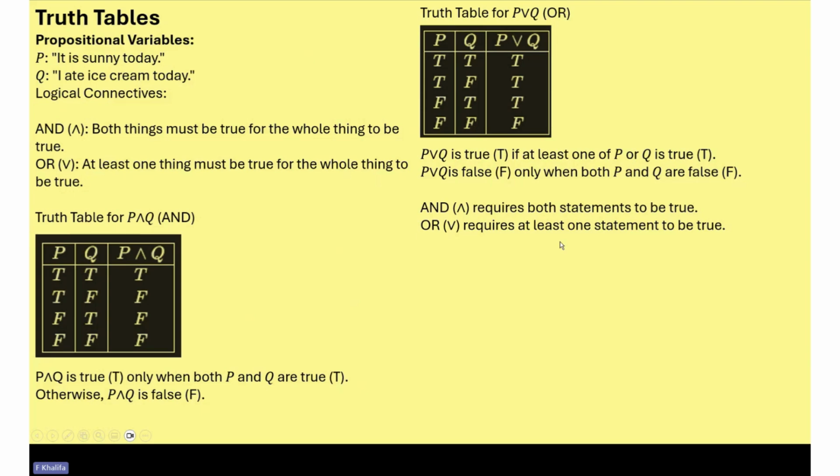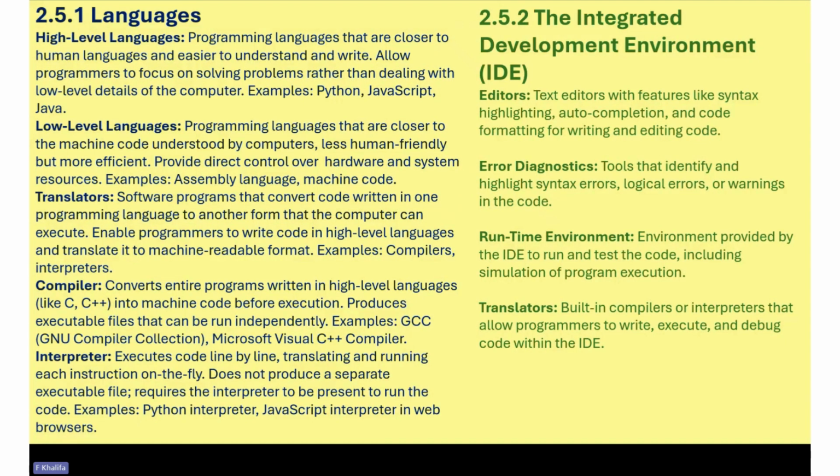Then we've got 2.5.1, which is languages. We've got high-level programming languages that are closer to human languages and easier to understand. We've obviously used Python.